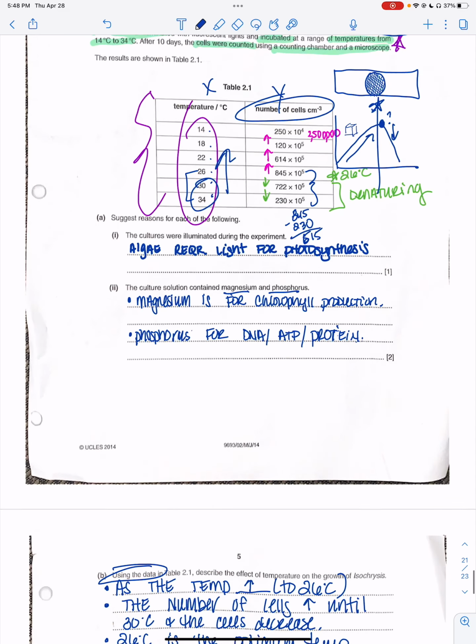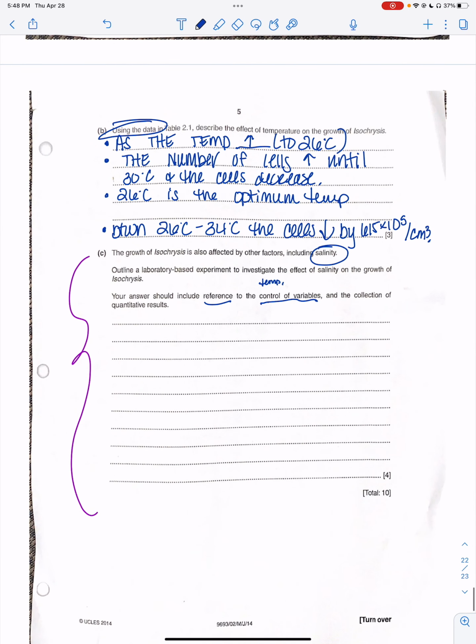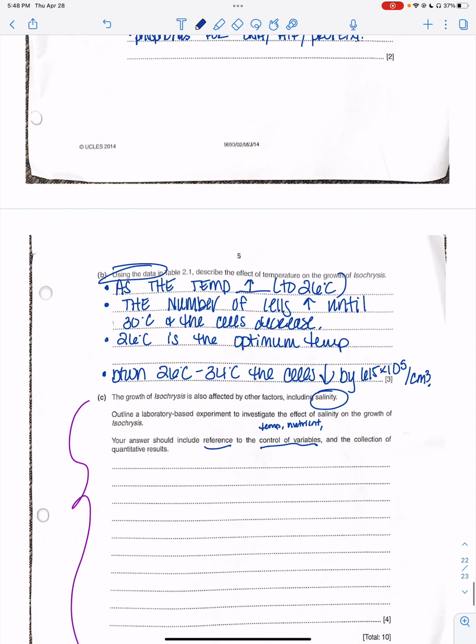And what were they grown in? Did it say test tubes? Okay. Temperature, the nutrient that they put in, because they did the magnesium, they also did the phosphorus. We want to maintain the amount of water, maybe the same type or species of algae.